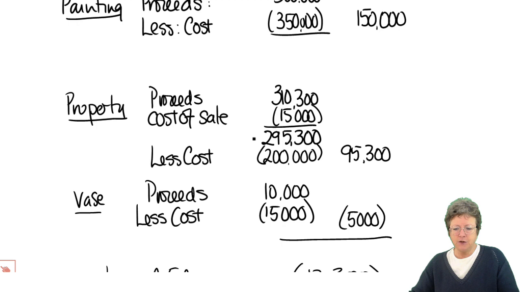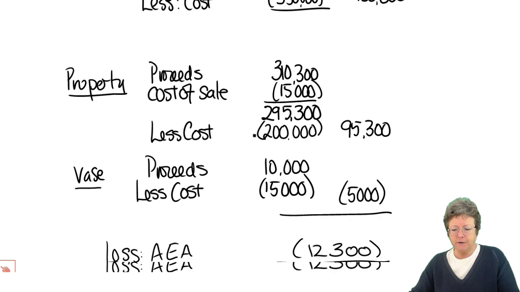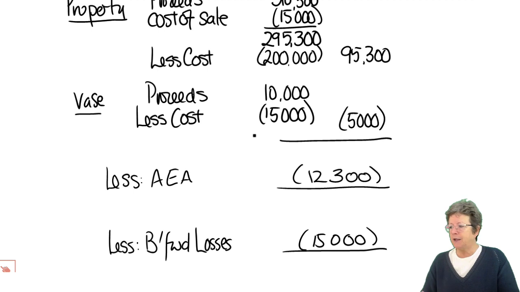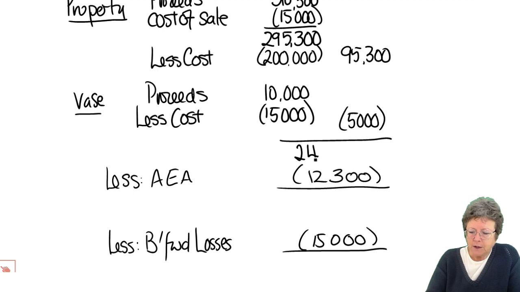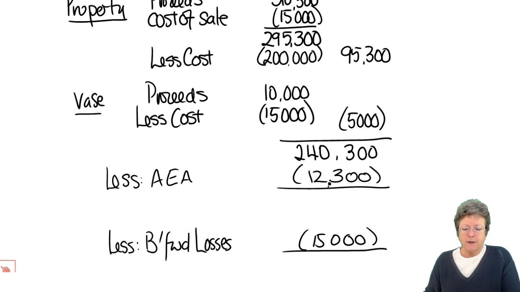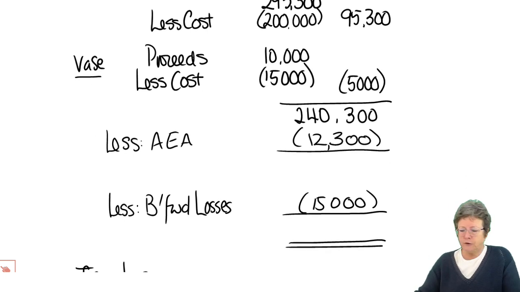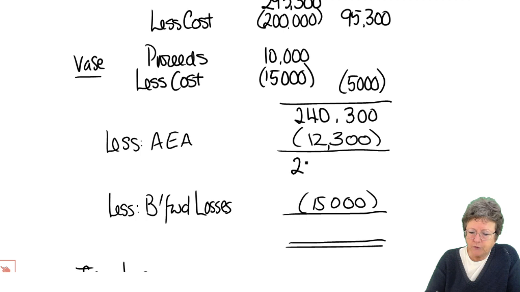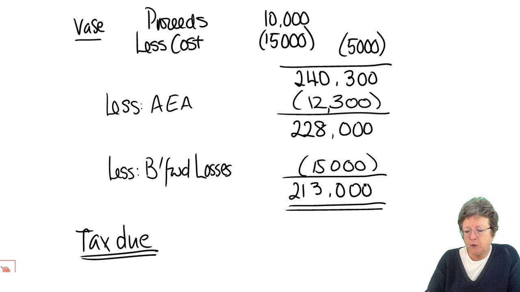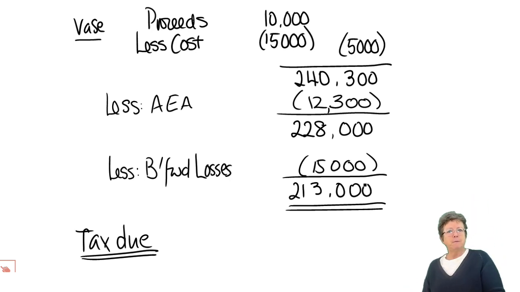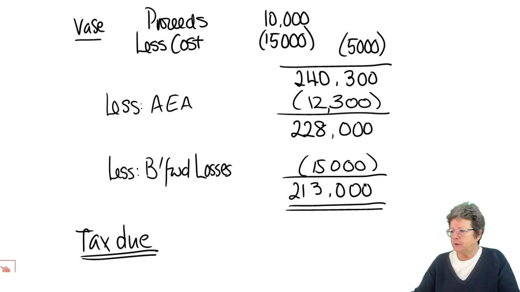So we now need to add 150 plus 95,300 and deduct from that £5,000 because that is the loss in the year. So that comes to 240,300. Now the annual exemption is 12,300. When we deduct that, we come to £228,000. Less losses brought forward. Now all of this is now maths because you set it up all nice and neat. It's just maths now. Best way to do it.